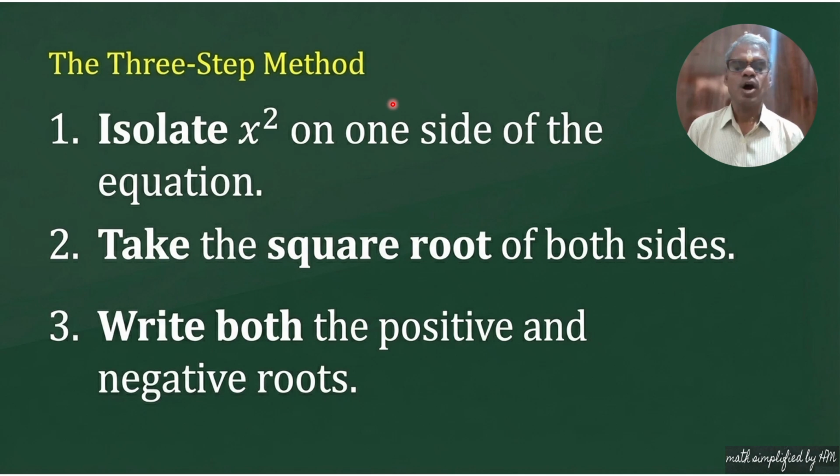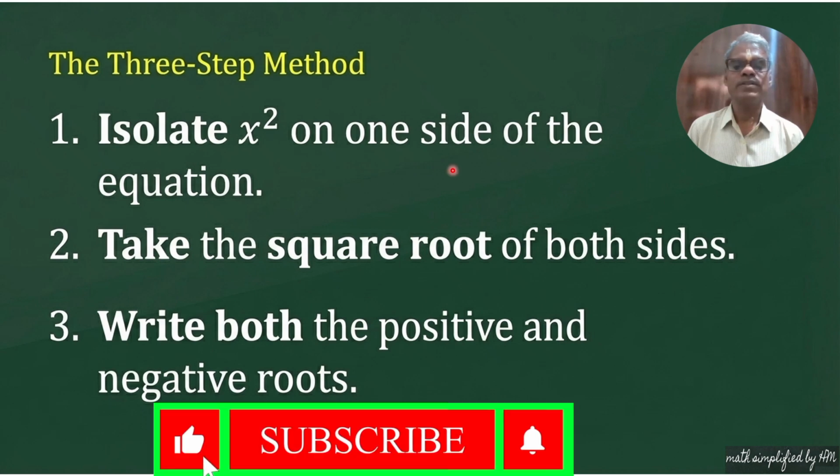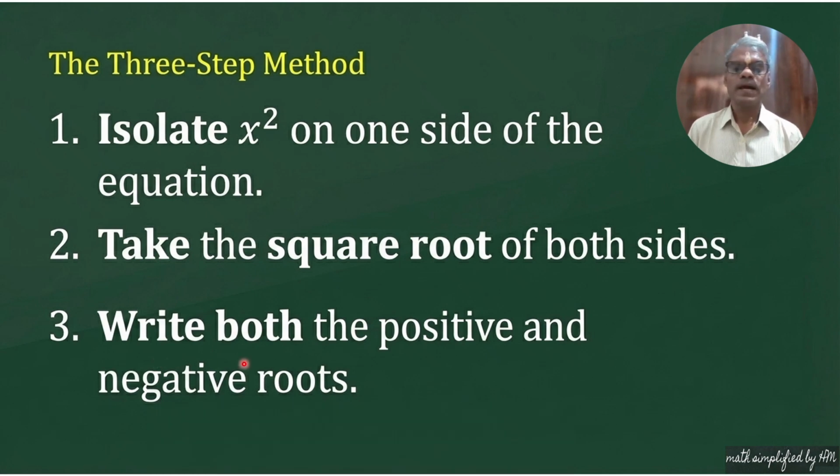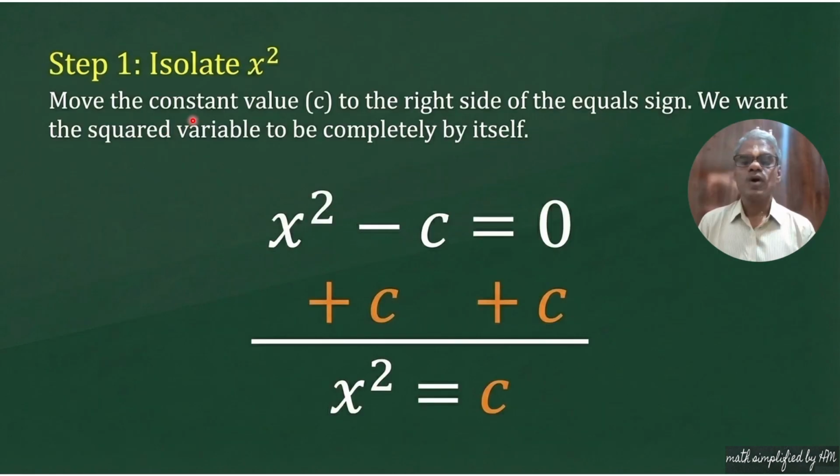These types of quadratic equation are solved by three steps. First step is isolate x square on one side of the equation. Second, take the square root of both sides. And third, write both the positive and negative roots. So isolate x square is step 1. Move the constant value c to the right side of the equal sign. We get the squared variable to be completely by itself.